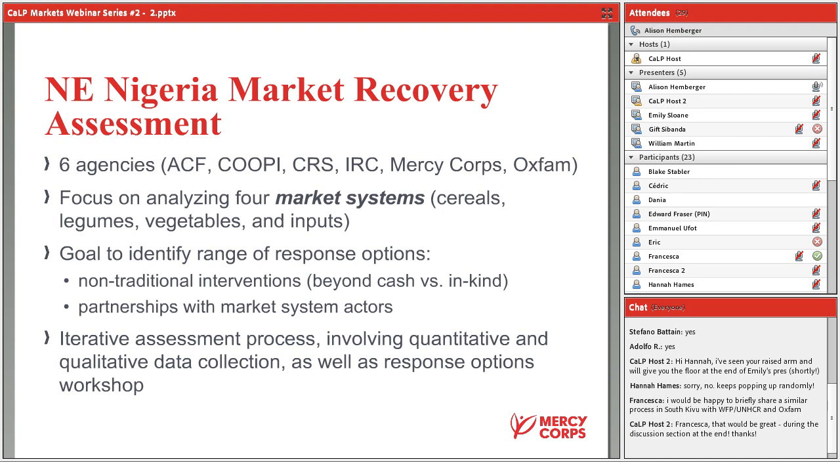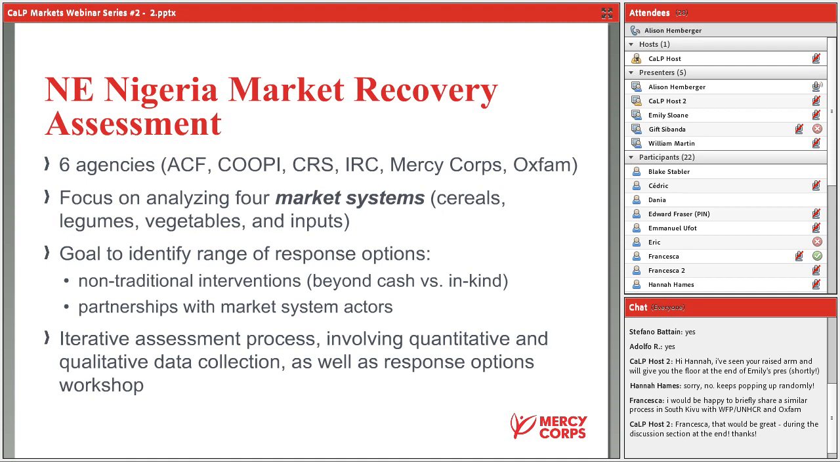So we did an assessment in Northeast Nigeria that was focused on market recovery, and it was across six agencies: ACF, COOPI, CRS, IRC, Mercy Corps, and Oxfam. We wanted to look at key market systems that individuals relied on for their economic opportunities and livelihoods. So we focused on cereals, it should actually say pulses here, vegetables, and inputs. As I said, we were trying to get to non-traditional interventions. So we're trying to go beyond cash versus in-kind, but also look at what could be complementary types of interventions that could involve things like partnerships with actors in the market system.